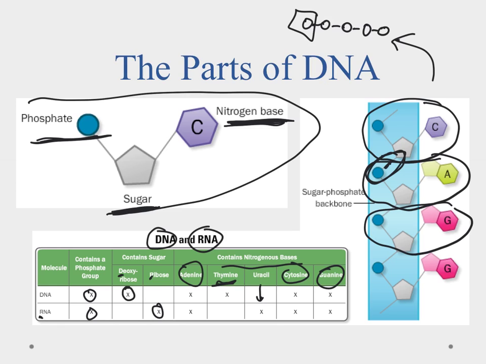So that's just a real quick overview of the parts of DNA. Remember, DNA is the polymer. RNA is also going to be a polymer, and both of those are going to be made up of these units here we call nucleotides.